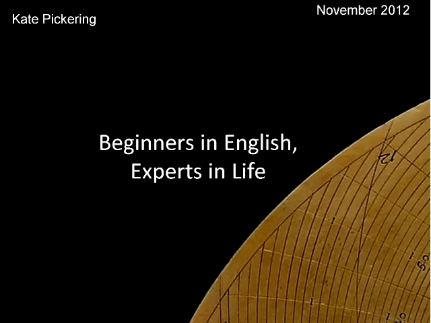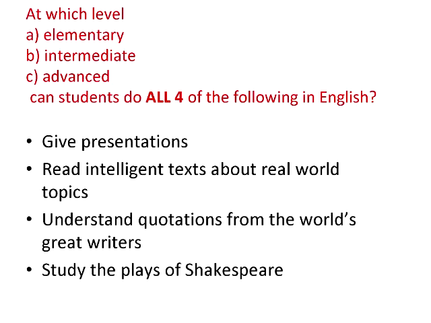Okay, so you can see the title of the session we've got today, Beginners in English, Experts in Life. A couple of moments ago, Caroline was explaining how you can vote using the A, B, C buttons in the participants window. We're going to start at that spot on the screen, and I'm going to ask you at what level students can do all four of the following things.